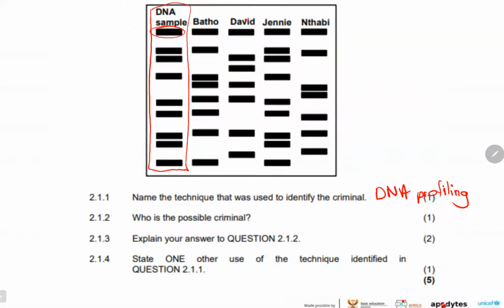If we just compare the first row, everybody still looks good. Everybody still has the same DNA sample. Comparing the second row, we can see, okay, David is not really close. Comparing the third row, David and Jenny. This row, Jenny is already corresponding a lot, almost all the time. And if we go down, Jenny looks like the perfect candidate because almost all the bands are exactly the same as in the one we found at the crime scene. So there we can say Jenny is our possible criminal.